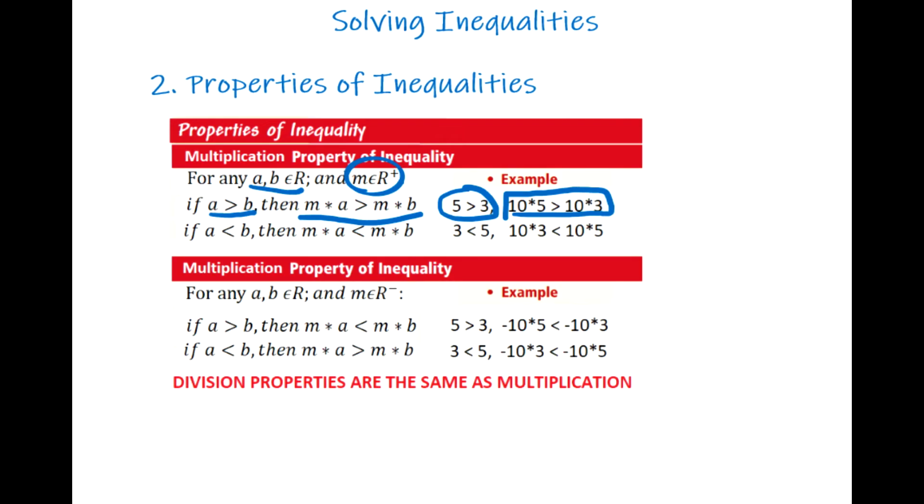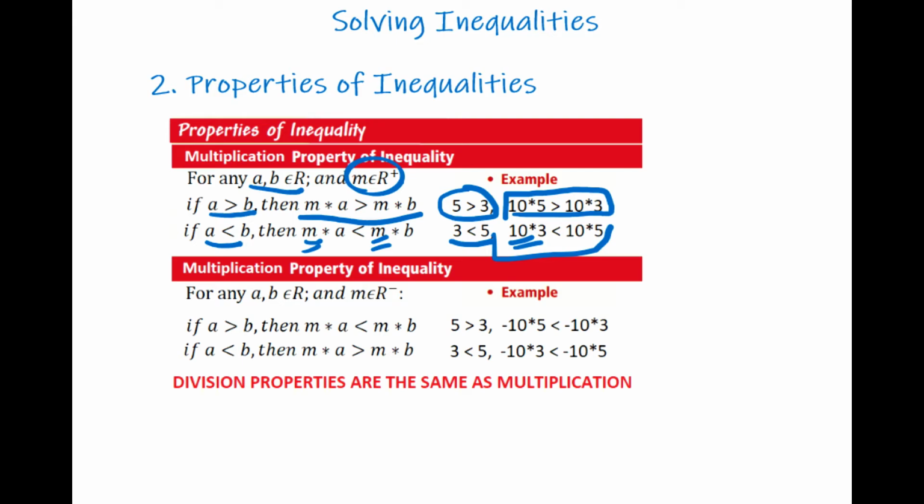And similarly, if we have A is less than B, and if you multiply that inequality by a positive number, M, still nothing is going to change. Again, we have an example here. 3 is less than 5. If you multiply both sides by 10, still we're going to have 10 times 3, still it's going to be less than 10 times 5.